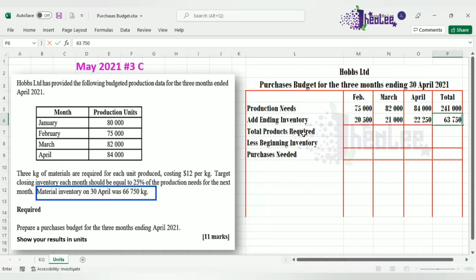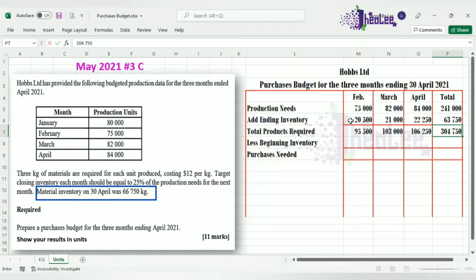Now for total products required, remember to get that, it is your production needs plus your ending inventory, because we need to find out the total number of units that are needed for the budgeted period. The amount for each month is: February, 95,500. For March, that is 103,000 units. For April, that is 106,250 units.